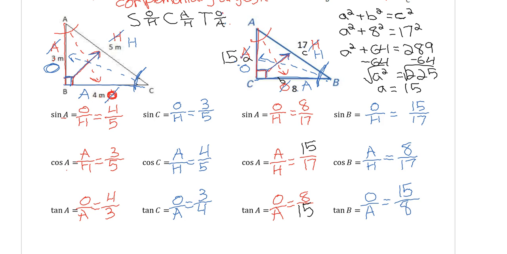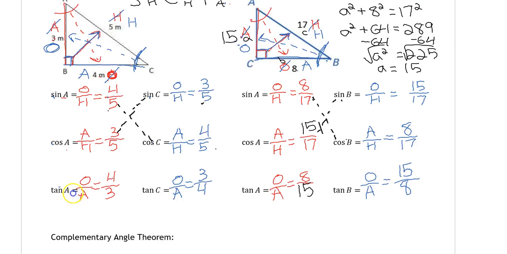Alright, the next thing we're going to look at, if we look at the relationship between my trig ratios and my complementary angles, you'll see we have connections here, right? These two, sine of A and cosine of C, we got the same answer. Sine of C and cosine of A, we got the same answer. Sine of A and cosine of B, we got the same answer. Sine of B and cosine of A, we got the same answer.